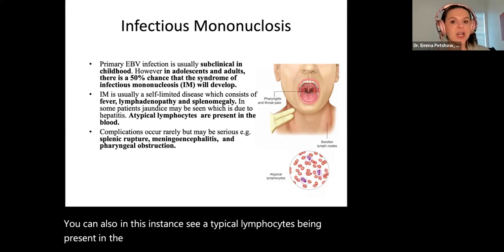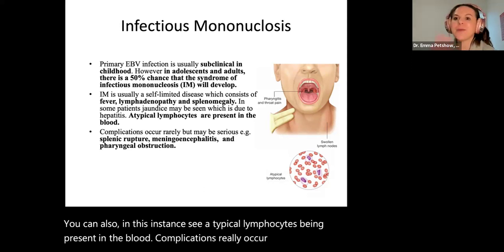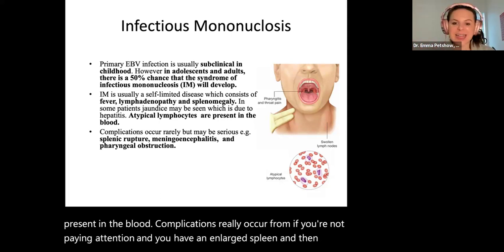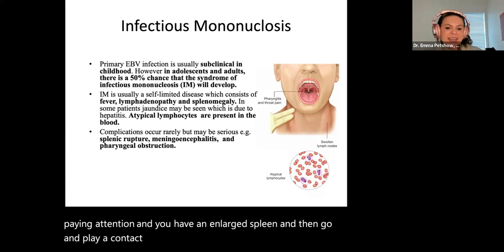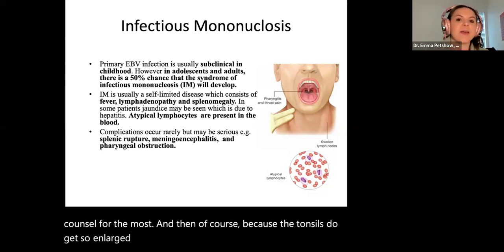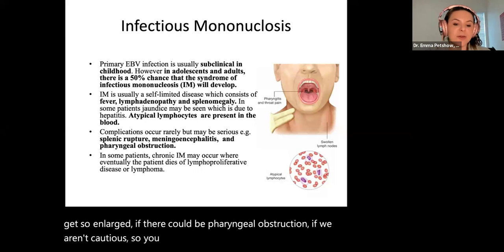Complications really occur if you're not paying attention and you have an enlarged spleen and then go and play a contact sport. So splenic rupture is the one that we counsel for the most. And then of course, because the tonsils do get so enlarged, there could be pharyngeal obstruction if we aren't cautious. So you do have to pay attention to those pieces.